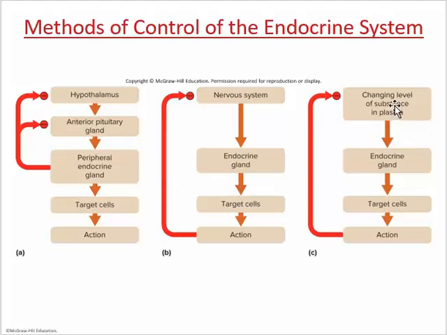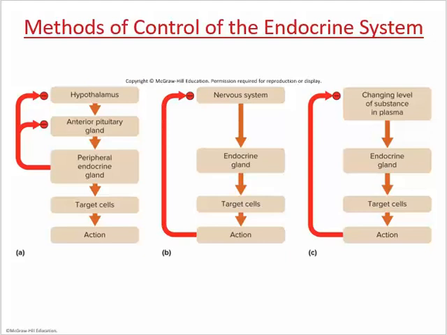It can also be changes of the substance in the plasma. This causes endocrine glands to release, target cells to have an action, which goes back. So this would be something like levels of calcium in the blood causing the parathyroid gland to release parathyroid hormone, which targets osteoclasts to eat bone and release calcium, and then that increased calcium level inhibits the release of more parathyroid hormone.